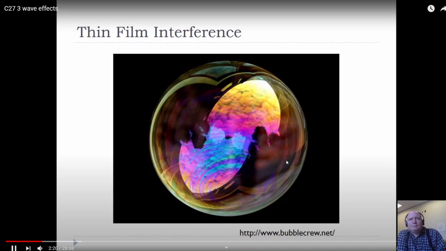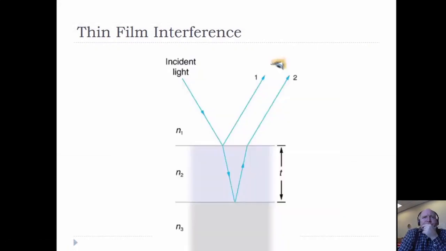And that has to do with a phenomenon known as thin film interference. For thin film interference, what you have is light coming in. Some of that light reflects off the top surface and enters your eye. Some of the light, however, refracts into the medium, is reflected off the next interface, comes back out, and refracts out into your eye as well.